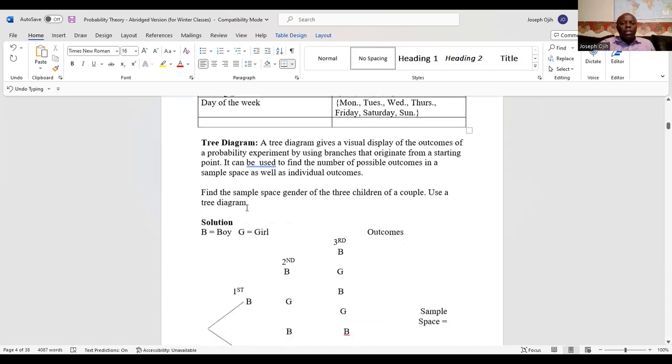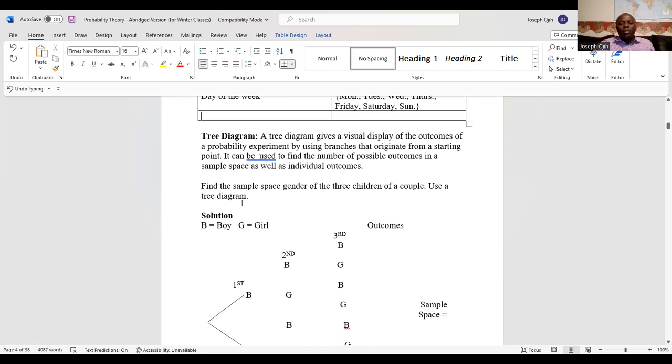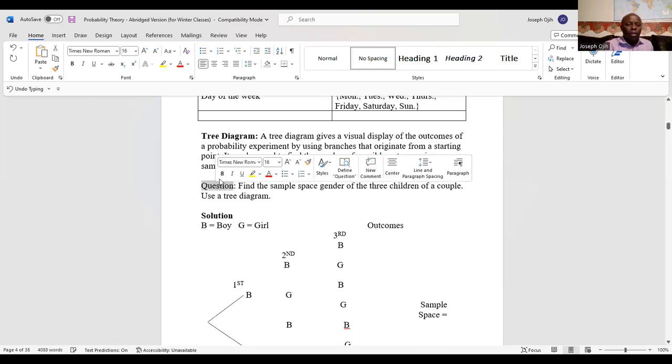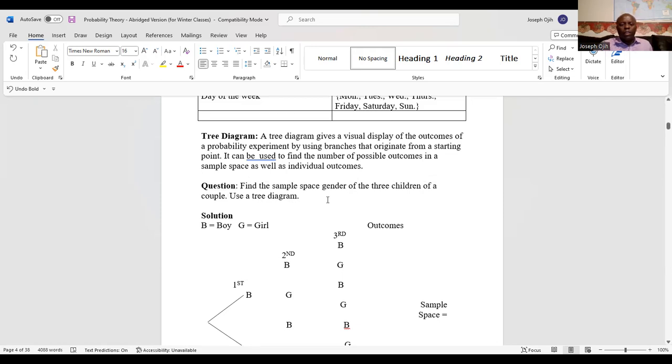All right, let's look at this. Tree diagram is another concept. We use a tree diagram. It is a visual way of displaying the outcomes of a probability experiment. So we use branches, and I will show you how this works. Example, let's use this as a question. The question says, find the sample space for the gender of 3 children of a couple. So if a couple decide to have children, what is the possible gender of those 3 children? So we can get that by using the tree diagram. It's a visual way of displaying all the outcomes in a probability experiment.